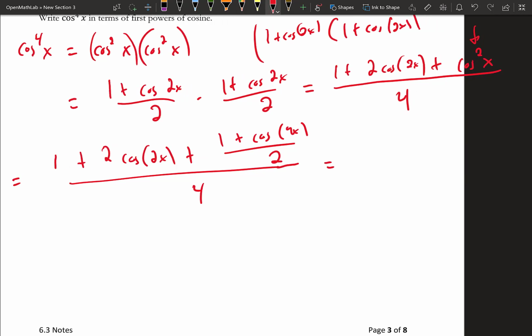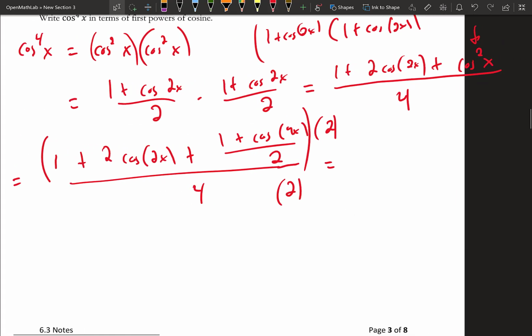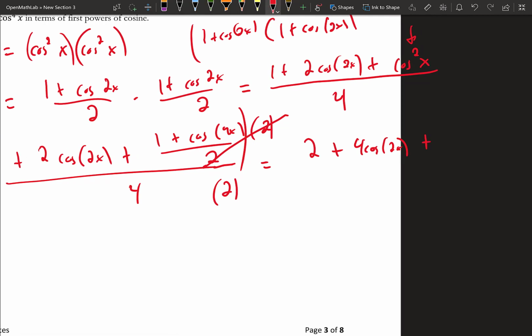So then now, to make this easier, let's multiply the top by 2 and the bottom by 2, right? The entire top, entire bottom. So we have to distribute the 2 through. So this would give me, 1 times 2 is 2, and then 2 times 2 cosine 2x is 4 cosine of 2x. And then this guy times 2, those just cancel out, right? So then we get plus 1 plus cosine of 4x. This would be all over 8.